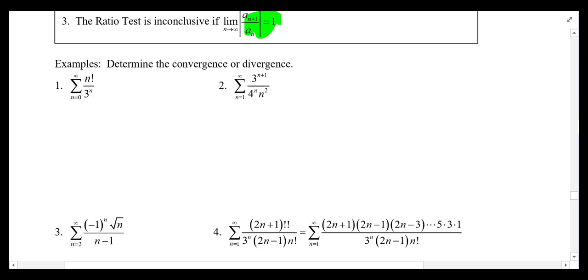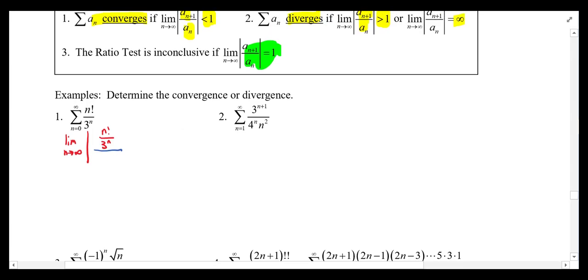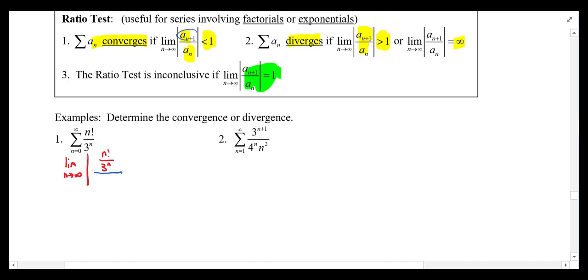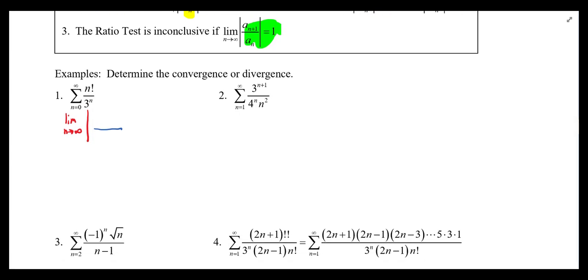Okay, so understanding that, let's take a look at example 1. Once again, you see a factorial and exponential. That's why the ratio test is used. So let's go ahead and set up the ratio. The ratio would be the limit as n approaches infinity of the absolute value of n factorial over 3 to the power n. We're going to divide that by, yes, my mistake. I made the fatal mistake. It's the next term. So that's right: (n plus 1) factorial all over 3 to the power n plus 1. And then you're going to divide it by the current one, n factorial over 3 to the n.